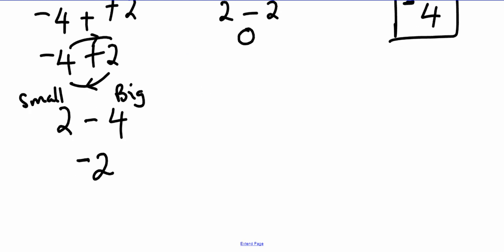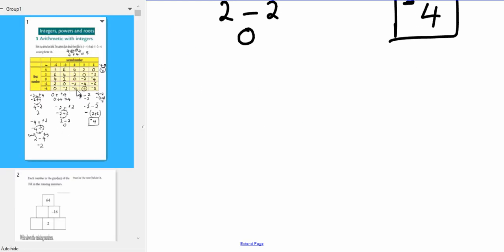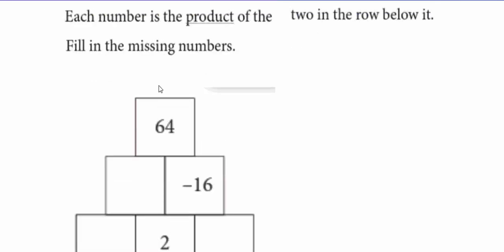Then let us go to the next page of the worksheet. We have this question here. The instruction of the question says each number is the product of the two in the row below it. Fill in the missing numbers. The instruction is the product of the two numbers in the row below it. So that means to get this number over here, you do the missing number times negative 16, the answer is 64.